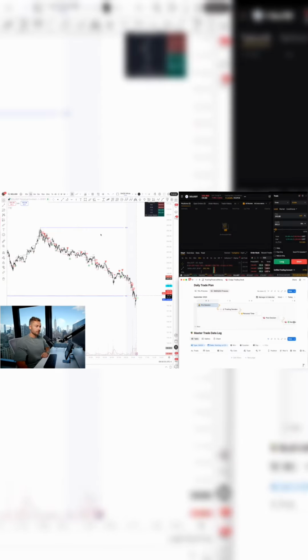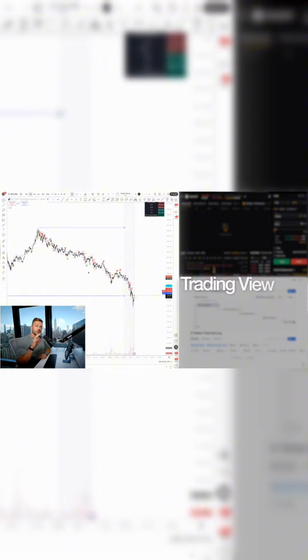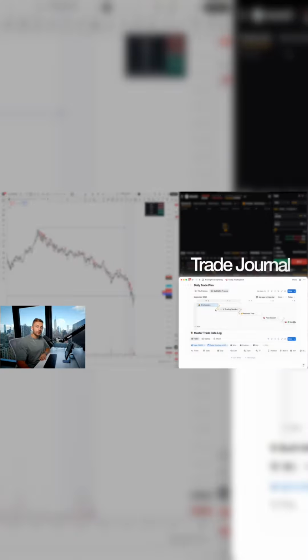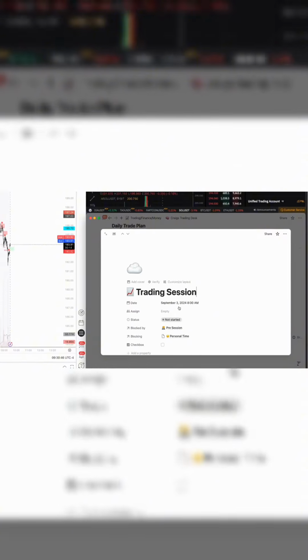But this is how I have my charts set up. So right over here, this is TradingView, where I'm doing all of my analysis on the day to find these trade opportunities. Here is where my exchange is, where I'm actually going to be executing these trades. And then right here is my trade journal, as well as my checklist for me to follow in the mornings on the session. So I've already done all of my daily requirements.